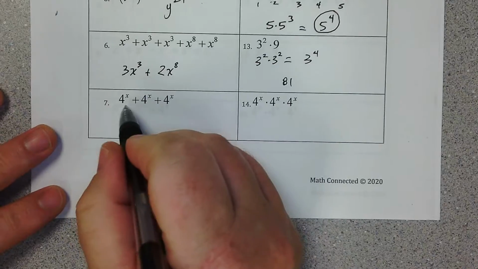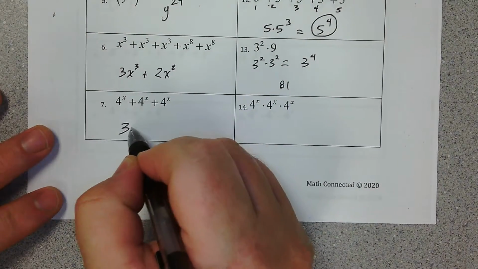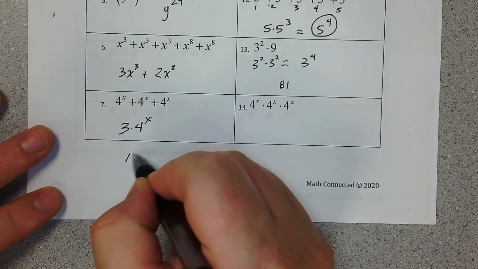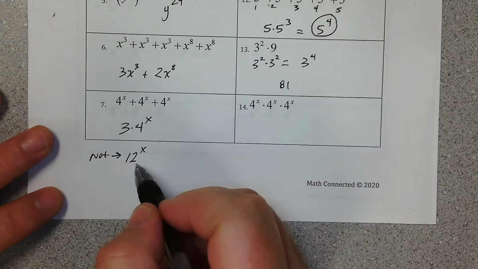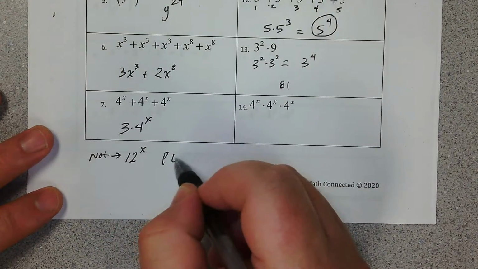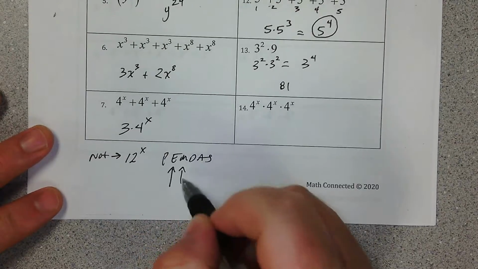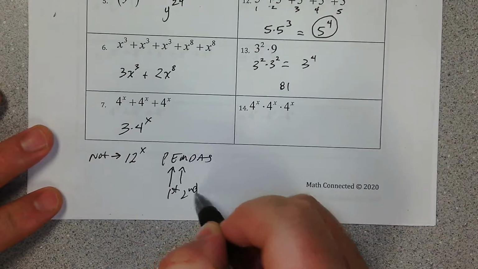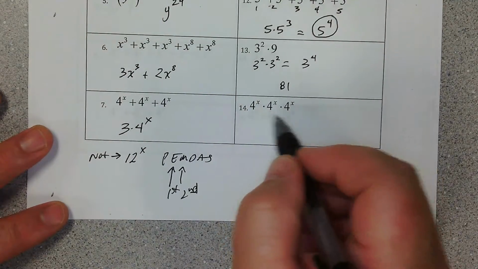This is, okay, we have 1, 2, 3. We have repeated addition going on here. 3 of them. 3 times 4 to the x. That is not 12 to the power of x. If you did that, you've violated the order of operations. You see, you've got to take care of exponents before you take care of multiplication. So you can't multiply those together. Won't work.